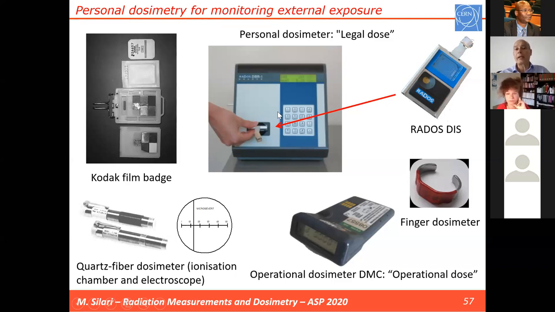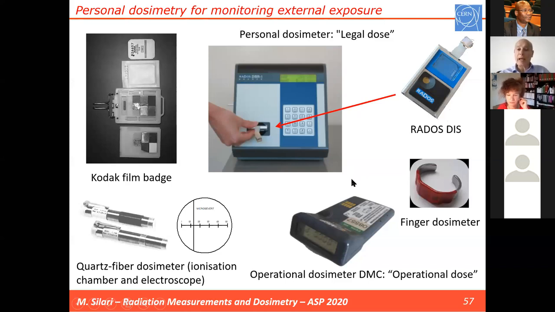So anytime we can read it in one of these readers, which we have everywhere at CERN, and you get on the display the accumulated dose since the last reading. We have to read it at least once a month, with the data directly transferred to the database, but you can read it as much as you want. So for instance, you can read it before and after an intervention in a radiation area to see what is the dose you got during that specific intervention.